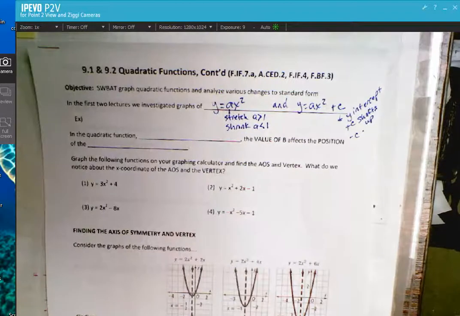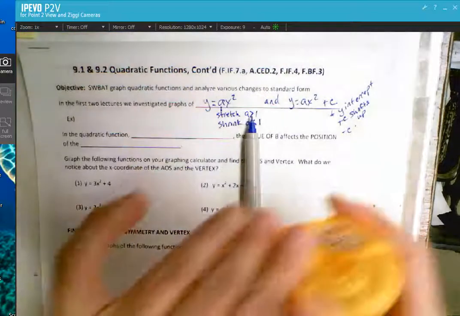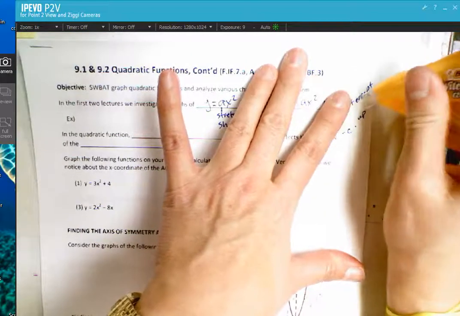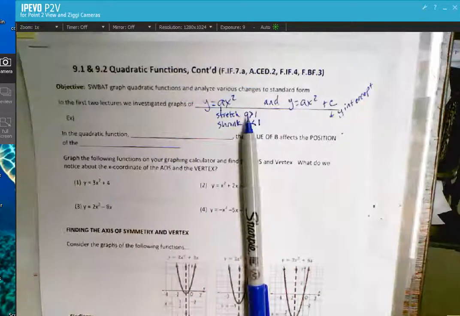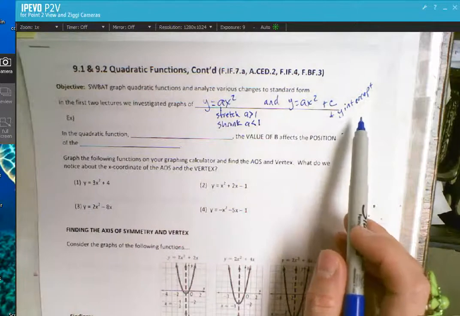And then we've also taken a look at y equals ax squared plus c. So we just want to recognize that c is our y-intercept. So it's where it's going to cross the y-axis. So we're going to keep playing with those and seeing the changes of what's going on.